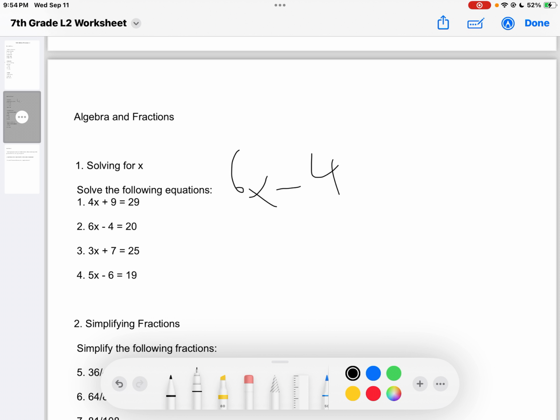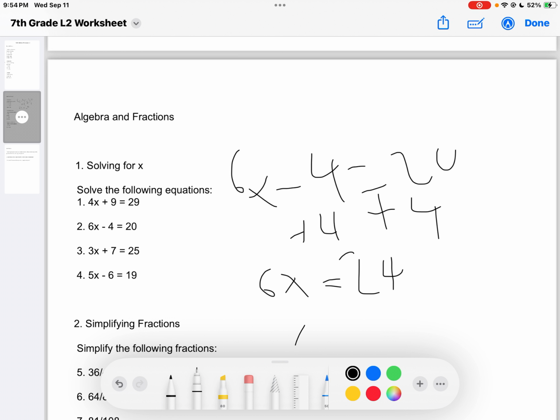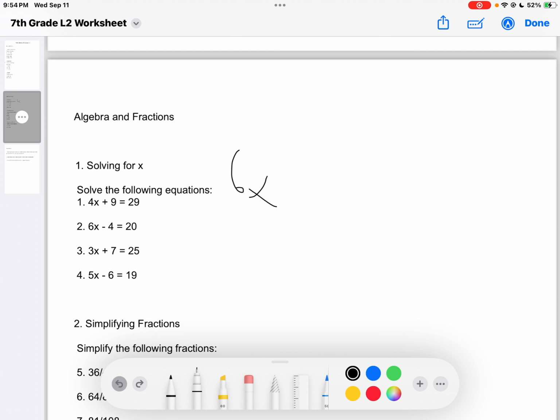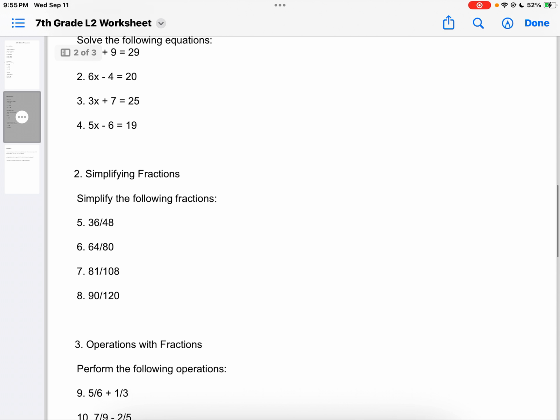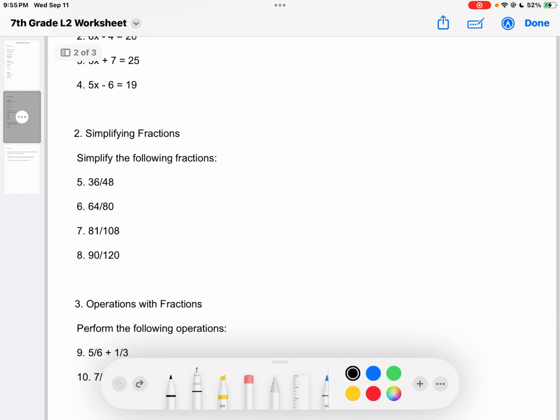Second question. 6x minus 4 equals 20. Same thing. Addition, subtraction first. Add 4. 6x equals 24. Divide by 6 to get x equals 4. So 4 should be your final answer. The next two problems you guys could try on your own. We'll be moving on to simplifying fractions.